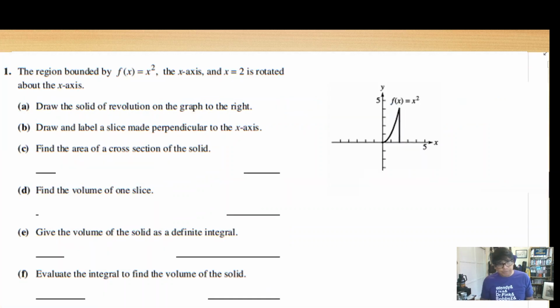So this brings us to a few problems. Number 1, you've got the region bound by f of x equals x squared right over here, the x-axis right down here, and x equals 2 right over there. And we're going to revolve, rotate that region about the x-axis. So the first thing is to draw that solid of revolution.